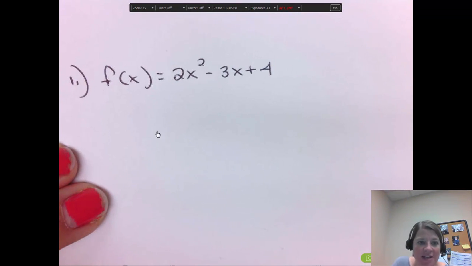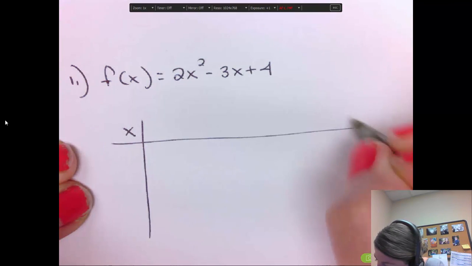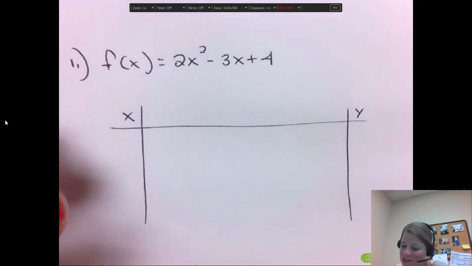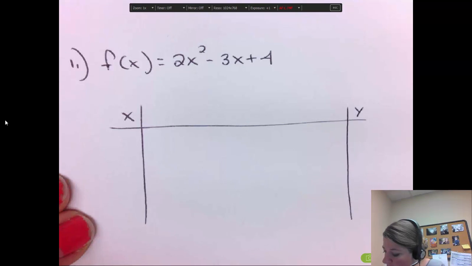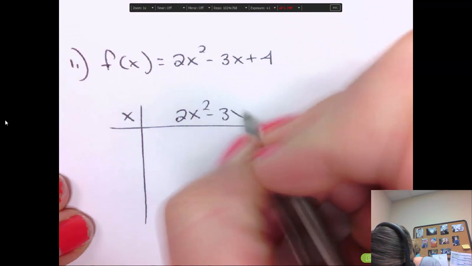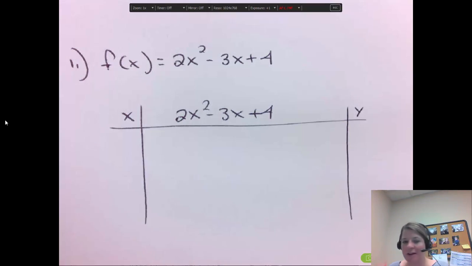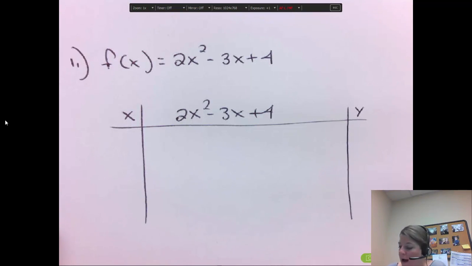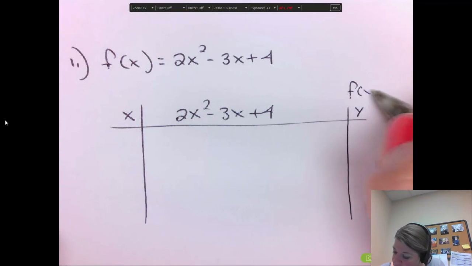My directions say to graph. So one way is to make a chart. I'm going to use an XY chart, but I'm actually going to leave space in the middle to show you my work. So I call it an H chart, whatever you want to call it. The middle is going to have the 2x squared minus 3x plus 4. So when you invent an x and put it in here, you do your work and you find your y. Remember, y is the same thing as f of x.